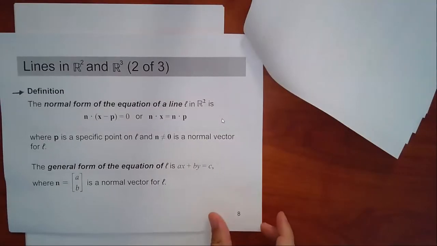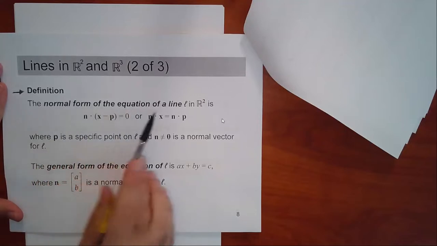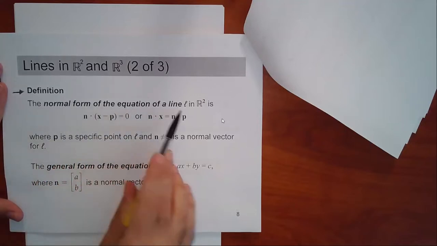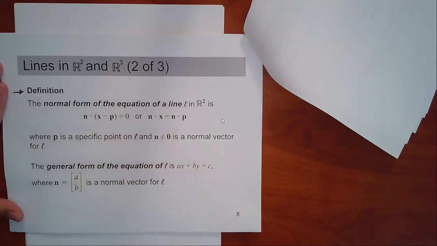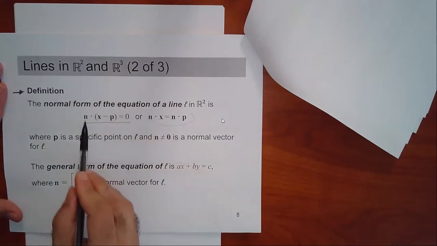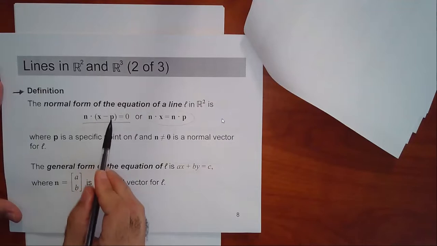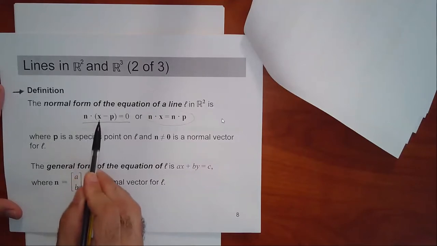Here's the definition: the normal form of the equation of the line L in R2. That's what we're going to use if they ask you to write down the equation. This one. Do not use this one. Just n dot product with x minus p. p is a point on the line. n is a normal vector which is orthogonal to the line. And x is the vector.